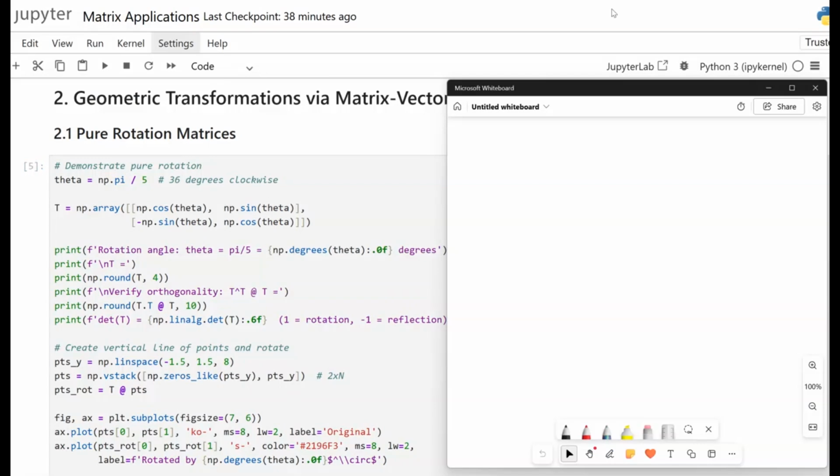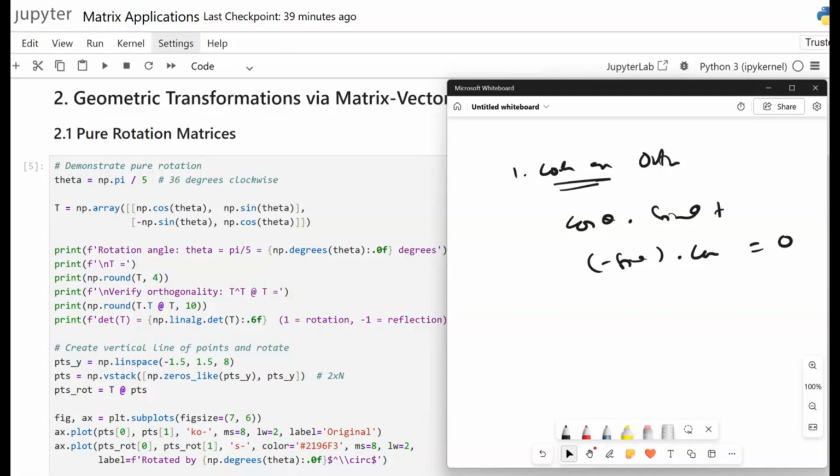Okay, before going to coding, I just want to specify one thing, dear friends. Actually, this matrix has two remarkable properties. Yes, one is that columns are orthogonal. So kindly see here, cos theta multiplied by sin theta plus minus sin theta into cos theta, which is equal to 0. So this is what is specified as columns are orthogonal.